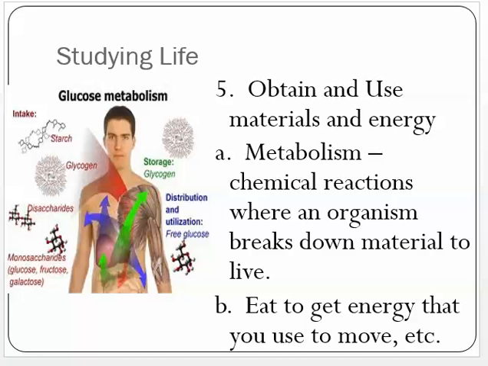A fifth characteristic would be that we all have to maintain energy. We all have to obtain it by eating or getting energy from the sun in the case of plants, but we also have to use that energy. When we use that energy, we think of metabolism. Your metabolism is all of the chemical reactions within your body that help you to survive.